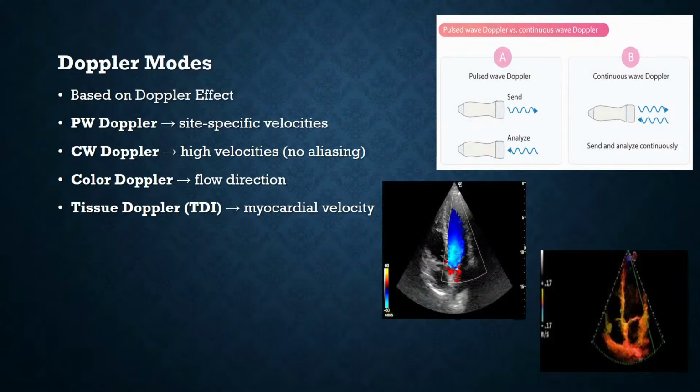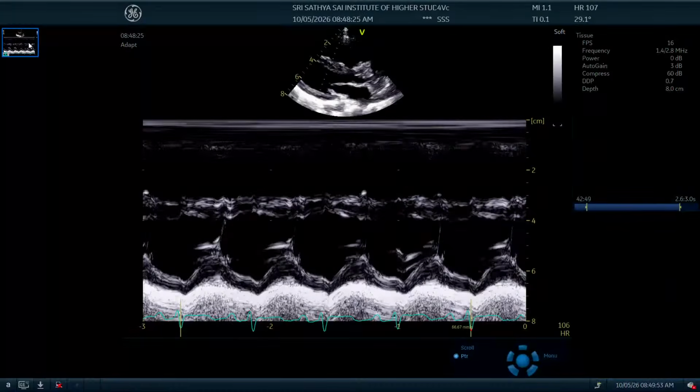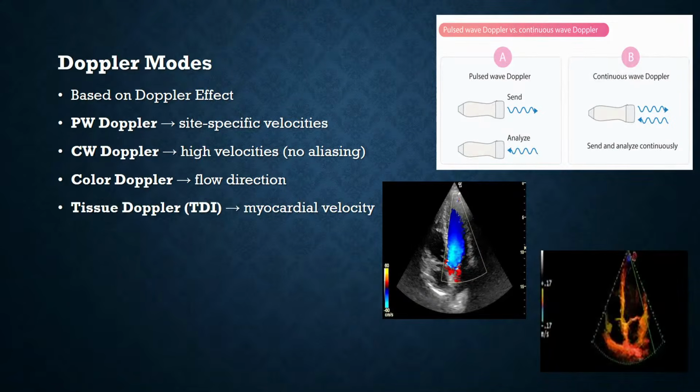Coming to the Doppler modes, as we know, there is continuous wave Doppler, pulse wave Doppler, color Doppler, and tissue Doppler imaging. These modes are all basically dependent on the Doppler effect, which measures the change in frequency of the sound waves, reflecting the movement of blood cells in a tissue.